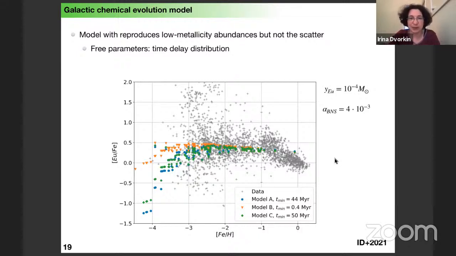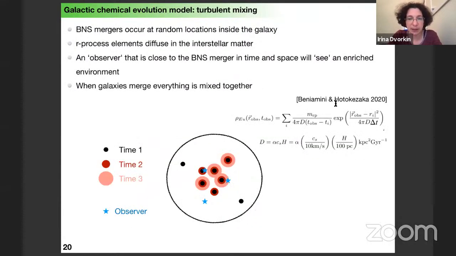Now this was difficult to reproduce with the semianalytic model, but we were inspired by this turbulent mixing scheme, and we implemented it in our model. And the idea here is that in reality, the binary star mergers occur at random locations inside the galaxy. Maybe not completely random, because you would expect places where the stellar density is higher to also have a higher density of BNS mergers, but still it can be sort of random, especially as these are very rare events.